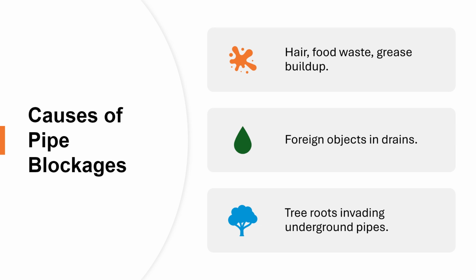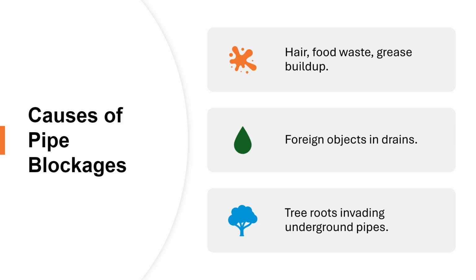What causes pipe blockages? Foreign objects and waste: food scraps, hair, soap scum, and even sanitary items can block the flow. They don't belong in the drain, but they end up there. Grease and fat. Poured down the sink, they cool and harden inside pipes, narrowing the flow over time. Mineral buildup. Hard water causes scaling inside pipes, especially in older systems, reducing diameter and pressure.